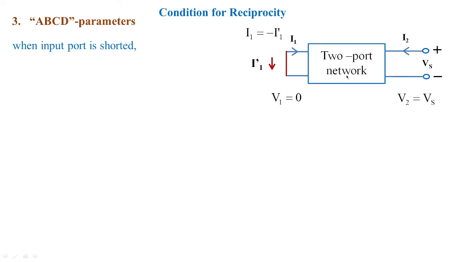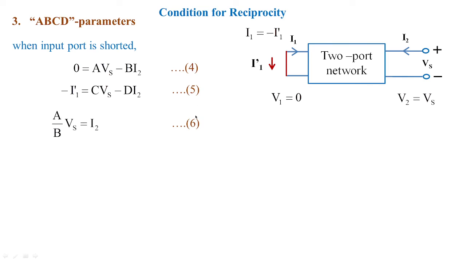So what we have done, we have made these assumptions, and we are making the input port shorted. So we are going to substitute these values in the standard equations of ABCD parameters. We are going to frame equation 4, that is V1 which is equivalent to 0 as A Vs minus B I2, and the second equation of ABCD parameters as minus I1 dash is equal to C Vs minus D I2. So equations 4 and 5 are framed.